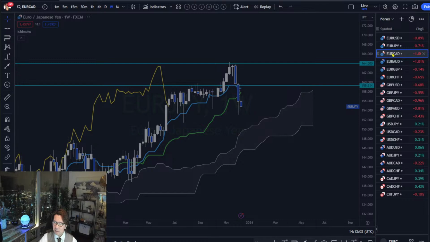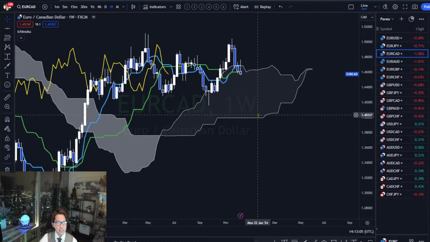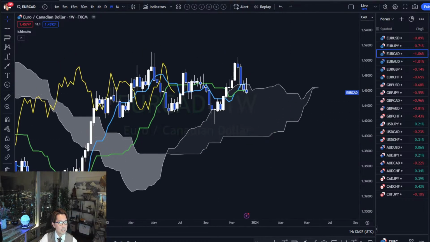Okay, next is the Euro CAD. Euro CAD pair is now flat, completely flat. The Kumo is very thin, like a thread, and this is a flat Kumo. So just by looking at this, I see that this is range. And what's more, Kijun Sen and Tenkan Sen are flat, and Chikou span is very close to candles.